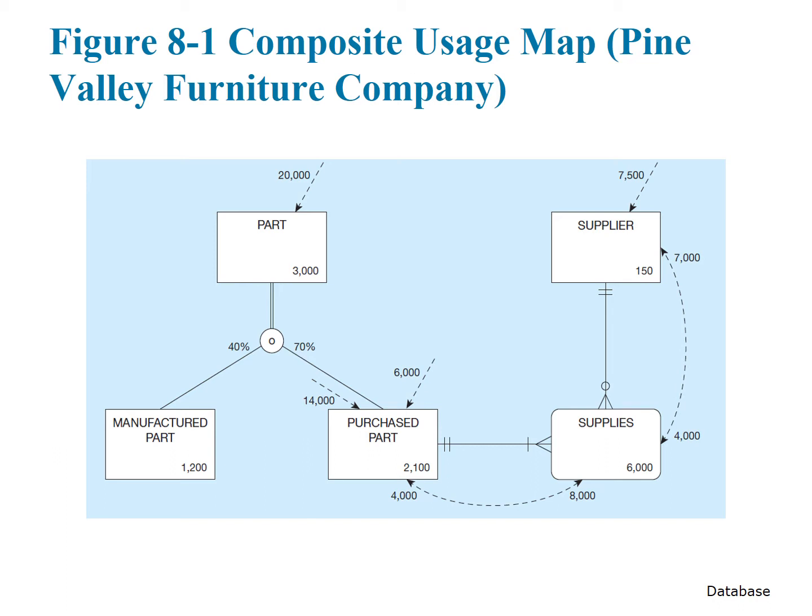Data volume: here we see an expectation of 3,000 parts subdivided into manufactured and purchased. We also see 150 suppliers, and we see 6,000 associations, each of which describes a particular supplier providing a particular purchased part, referred to in the next slide as a quotation. In essence, you can think of each entity as a table containing that number of rows. Access frequency per hour.